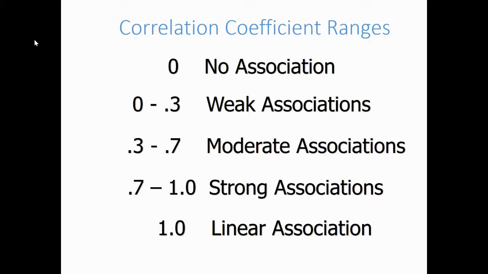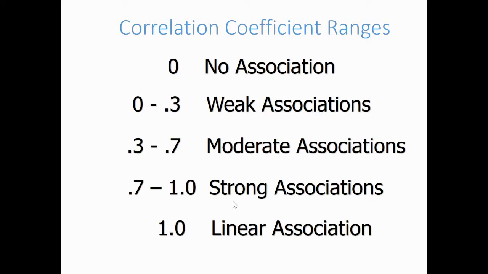If 0 means that we have no association whatsoever, 1 would be a straight line, where every single point is on that line. As we go through that, we could have three different types: a weak association, a moderate association, or a strong association. These are the boundaries that you need to memorize. From 0 to 0.3 is a weak association. Between 0.3 and 0.7 is moderate, and 0.7 to 1 is strong.